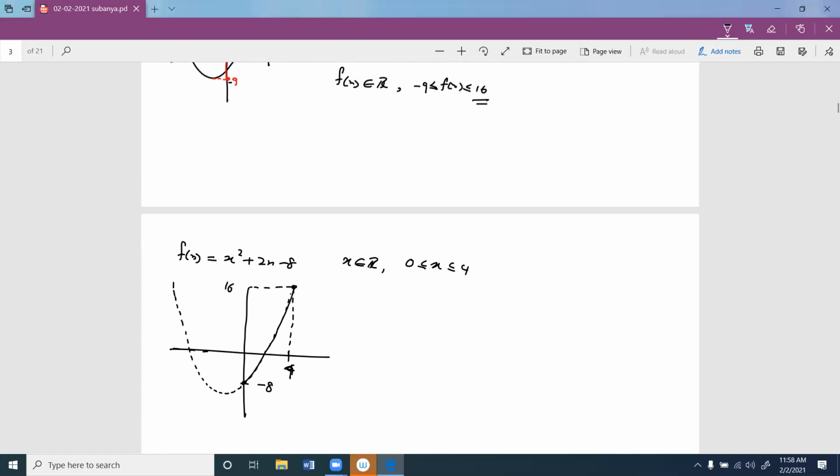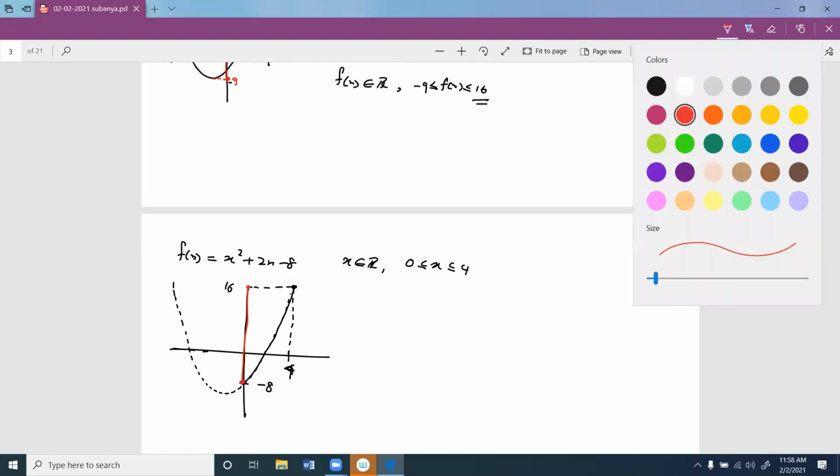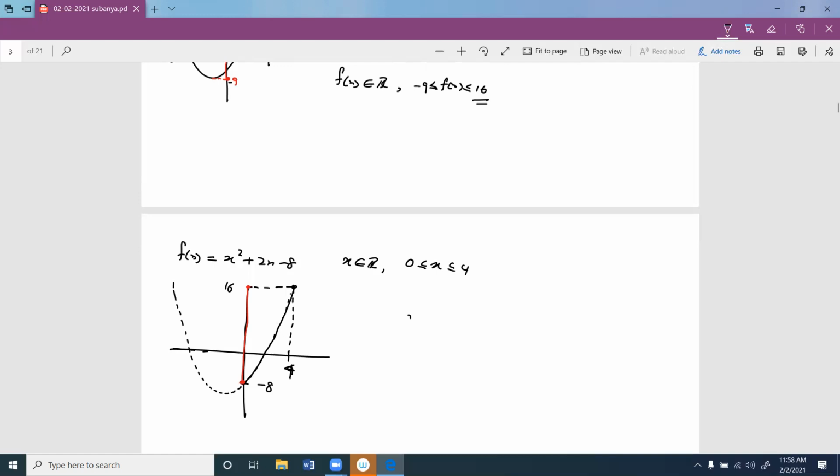Again, what are the possible y values? You can see the possible y value starting from here and it goes up to where? Up to here, because the function exists only in this range. Therefore, you can write as the answer, f(x) is any real number and f(x) is between minus 8 and plus 16, including them, because here the equal mark is available in the question.